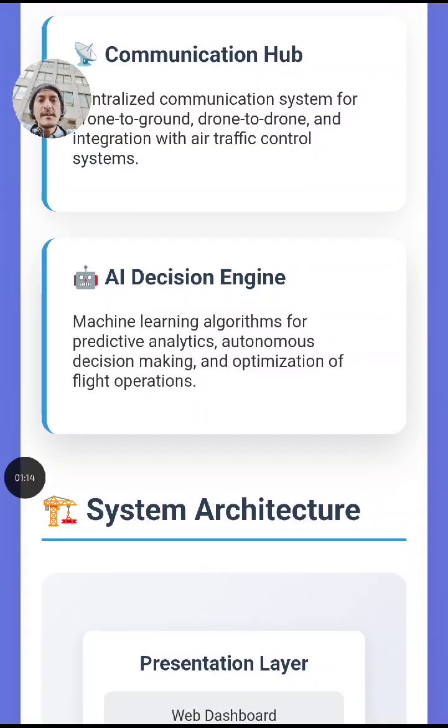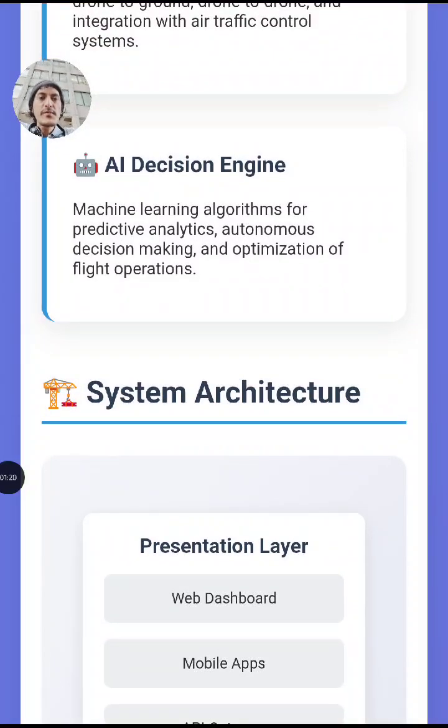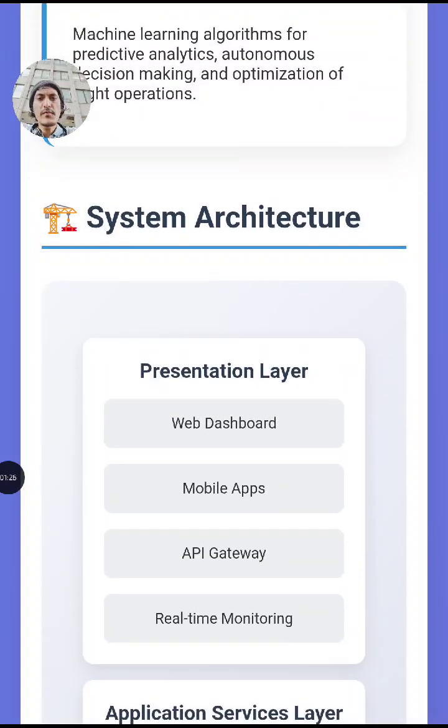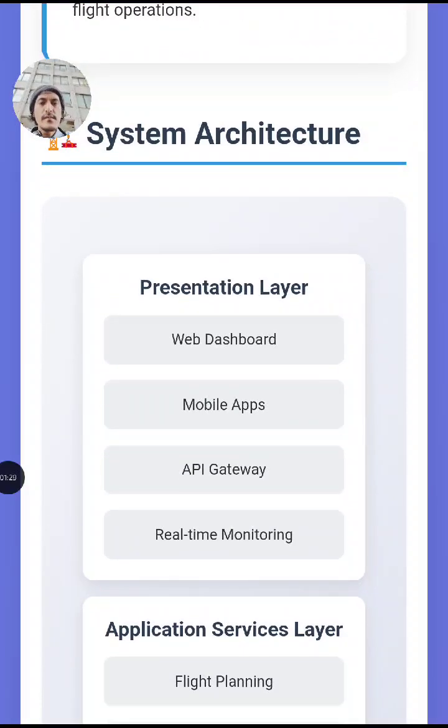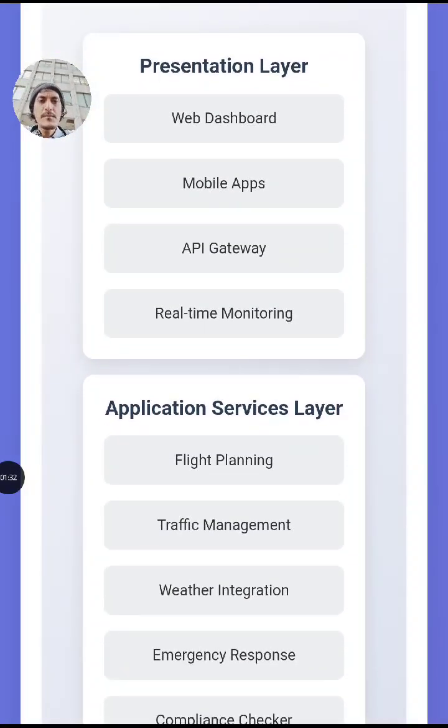Then we have the AI decision engine. This is the part we are most interested in. So machine learning algorithms, could be deep learning algorithms, for predictive analytics, autonomous decision making, and optimization of flight operations. So next, let's look at the system architecture.